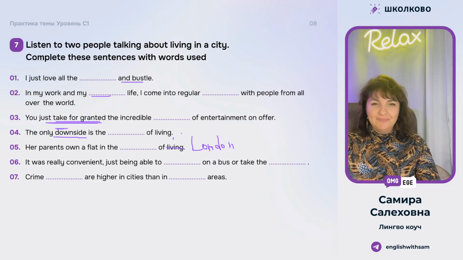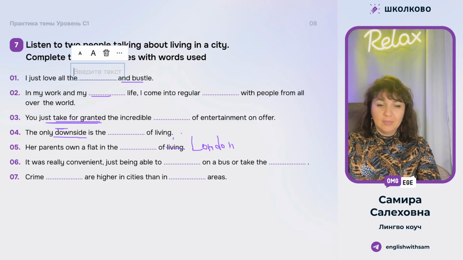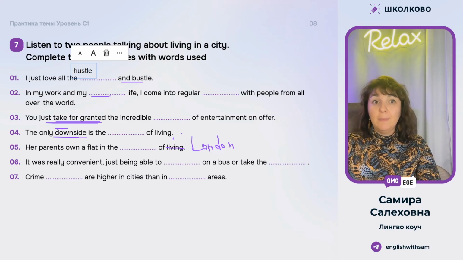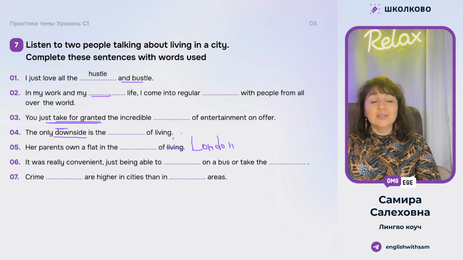Okay, so let's check now. So, I just love all the hustle and bustle. It's a collocation, probably you know it, right? The hustle and bustle, that's right. So you may love it, you may be keen on it, right? I am keen on hustle and bustle. I am mad, right? Hustle and bustle mad, maybe.